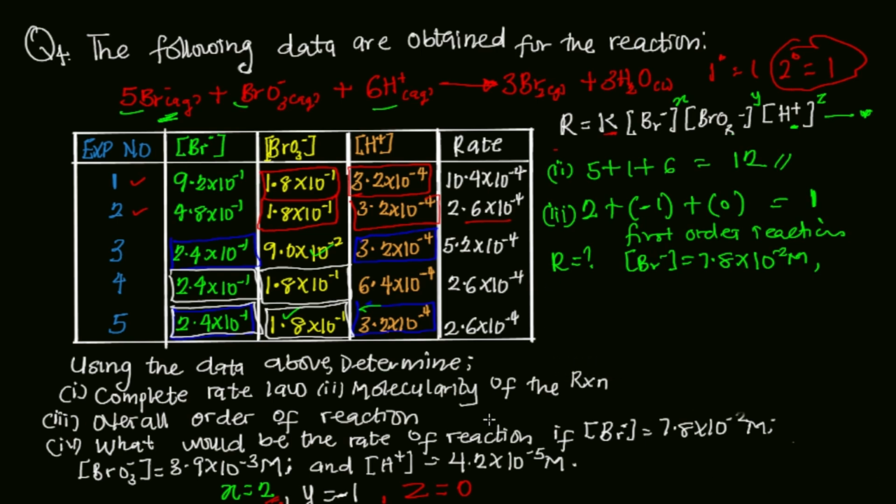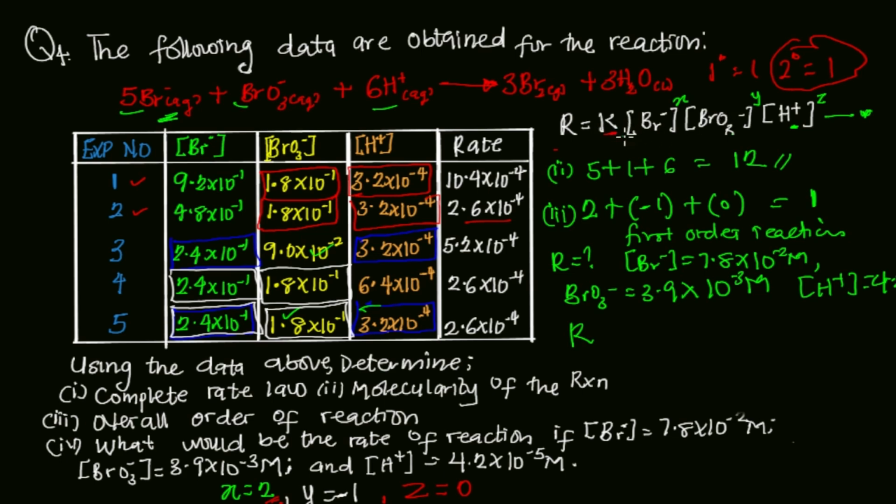So let's just proceed now. We are given bromine ion to be this. Then we are given bromate ion to be 3.9 multiplied by 10 raised to power minus 3 molar, and we are given hydrogen ion to be 4.2 times 10 raised to power minus 5 molar. So that's what we are given. In that case, we are asked to calculate the rate using this expression.